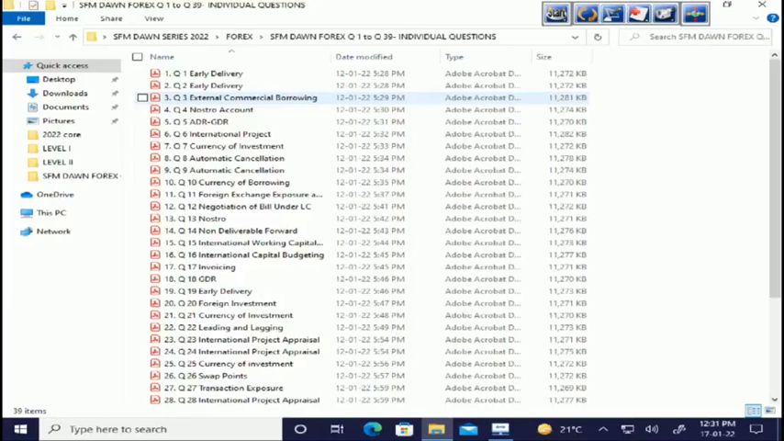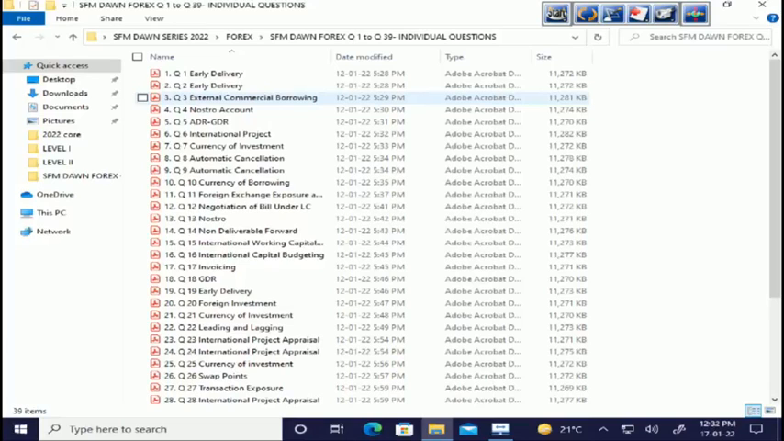So I think we will now get into the next discussion, which is on external commercial borrowing, ECB. Now this question which I have taken on external commercial borrowing has actually been discussed in class. But since it has come only once and it's a unique question, therefore I decided to include it, even though it has been done in class.